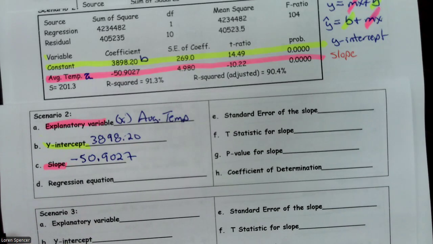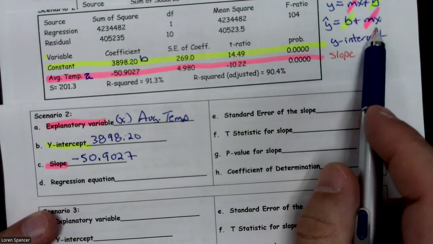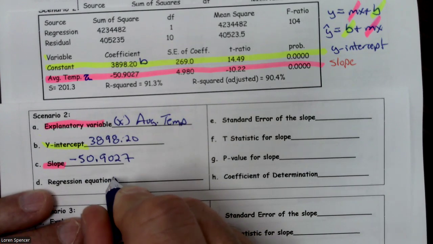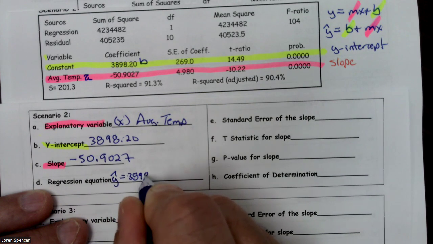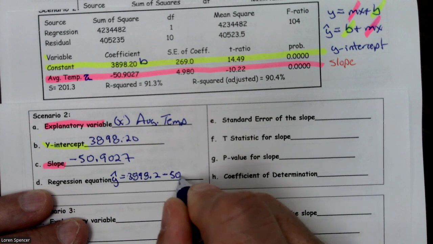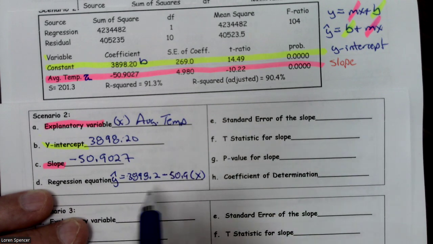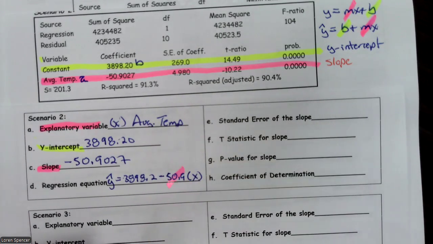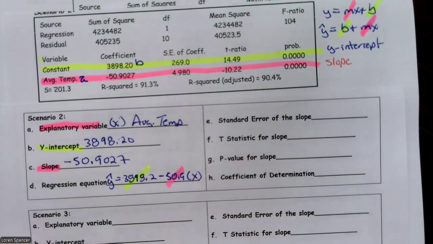The next thing it asks for is the regression equation. That just means write it in y hat equals b plus mx format. So in this case, y hat equals 3898.2 minus 50.9. I'm running out of room, so I'm going to shorten that up. And this right here is my slope, and this is my y-intercept.